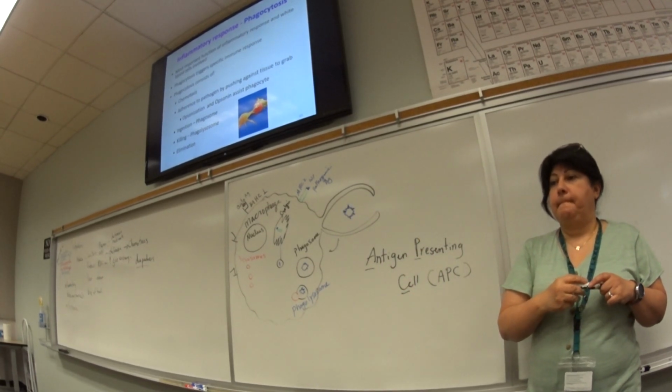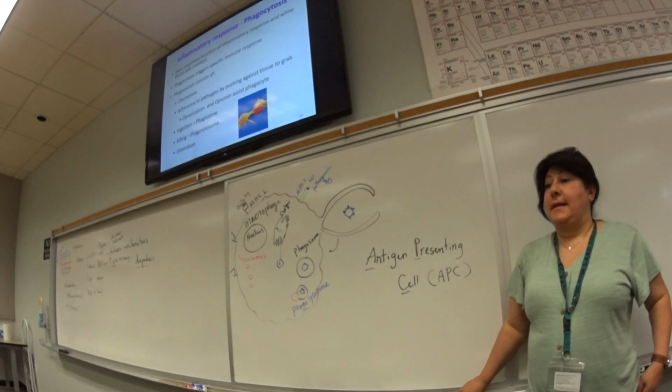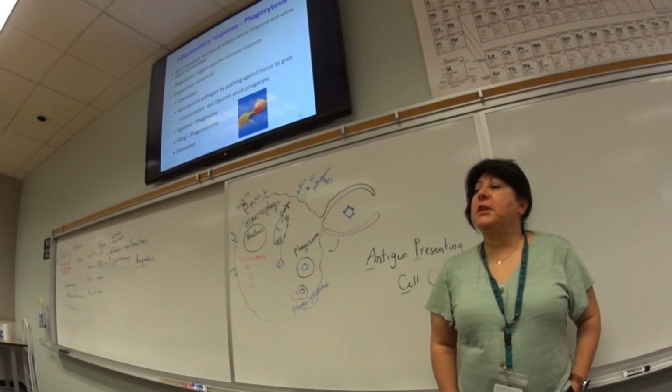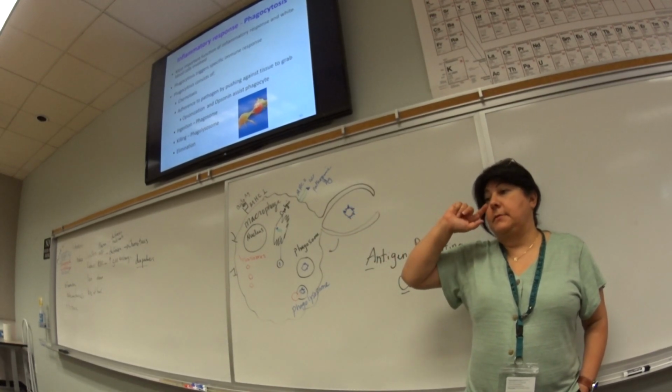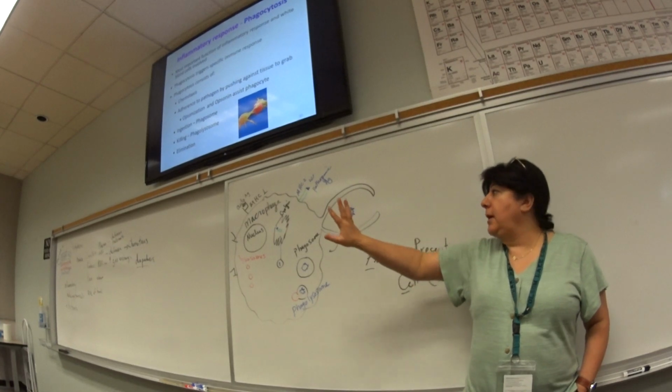Jason. So only macrophages present on MHC? Yes. So like a neutrophil wouldn't? Neutrophil does not have MHC2. So the only ones that have it are macrophages and B cells. But we'll talk about B cells later on and why they do that.